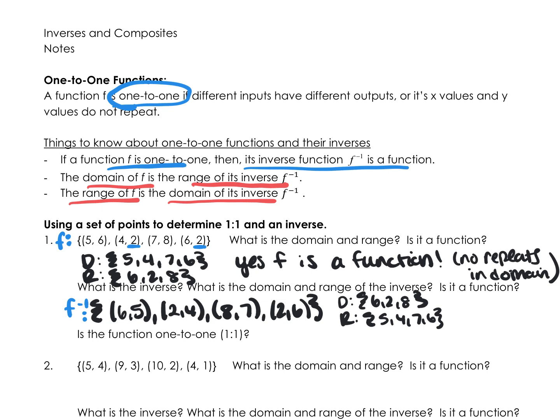So now, question, is f inverse a function? No. Did we have repeats in the domain of f inverse? Yes, because we had repeats up here in the range, right? So if there were repeats in the range up here and they flipped and became the domain, then this guy is not a function. So no, f inverse is not a function.